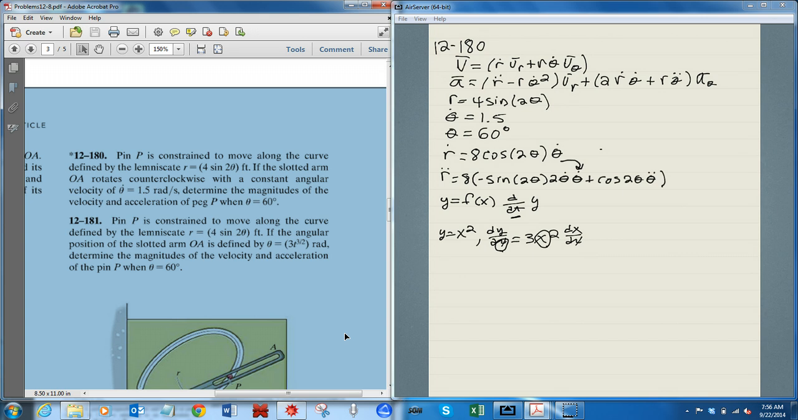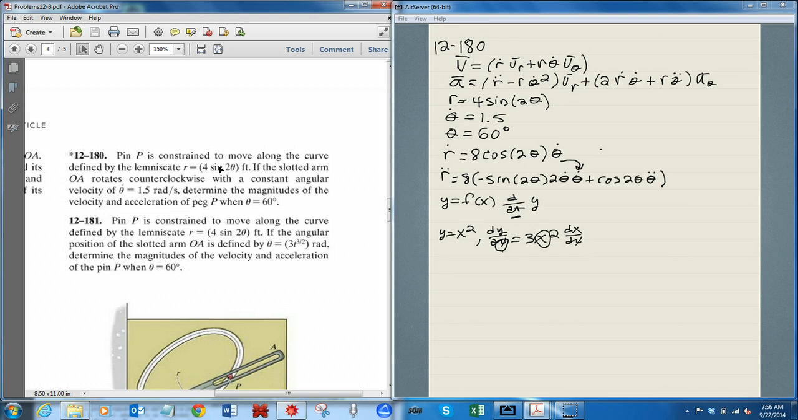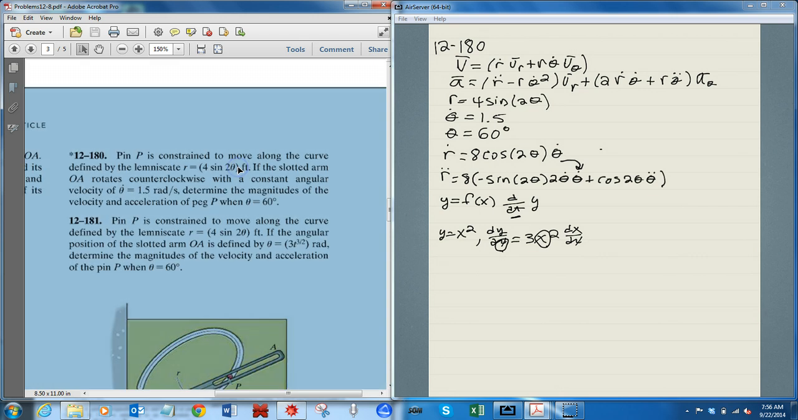The concern is this right here, the 2 theta. See that 2 theta? Whenever you see that, odds are that the theta is in radians, unless they tell you otherwise. So what I do is, when in doubt, convert it to radians. I would take the 60 degrees, convert it to radians, put my calculator in radians, and I just shove it through. That's what I would do.